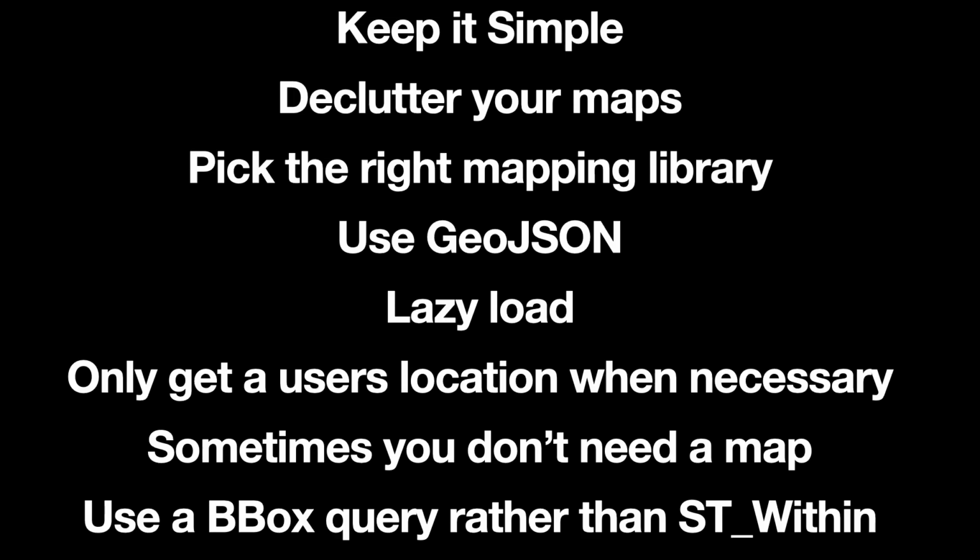So a quick recap of some of the points. Keep your maps simple, declutter them of all the controls you can, keep the base map as bland as possible and your data as simple but efficient as possible. Pick the right mapping library so you don't have unexpected bills in the morning. Use GeoJSON for transferring data between front end and back end. Lazy load your map if possible. Only get a user's location using geolocation if and when necessary. Use a bounding box query rather than a spatial query within to speed up your queries where it's a suitable option. And don't use a map if you don't have to.